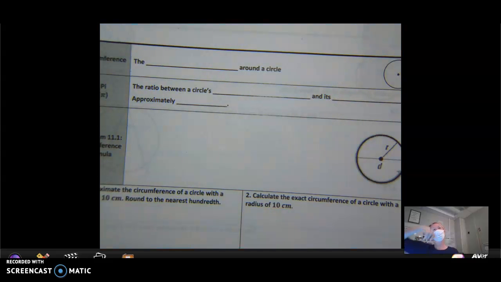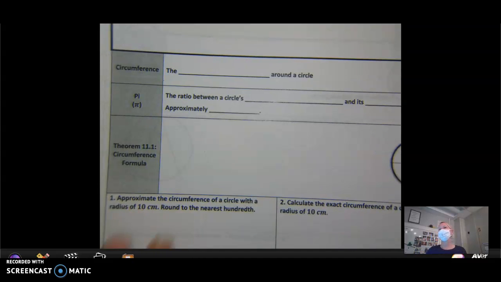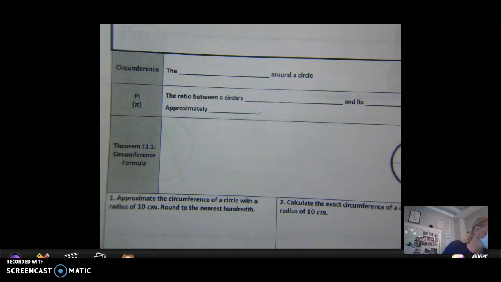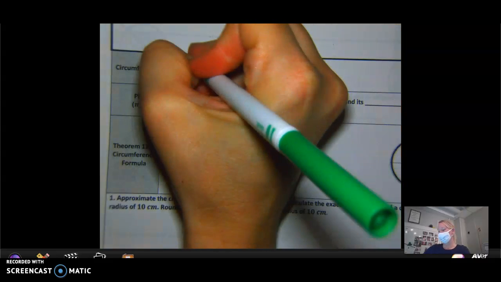And if you were to cut open a cylinder, what's the middle part? Yep, it's a wrapped rectangle. Okay, so circumference is the what around the circle? Anybody know? Perimeter. What's perimeter? Length or distance.